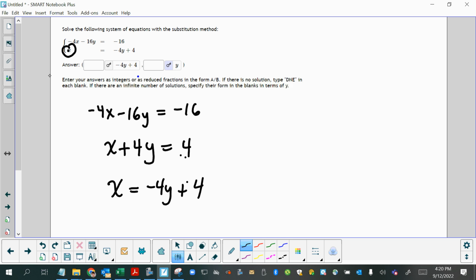Because it matches, it's the same line, so there are infinitely many possibilities. It said to do it in terms of y, so I put a y here, and then x is solved right here in this version of the equation, so conveniently this expression can be used in place of the x variable, right? So it's almost too easy once you understand what's really happening.